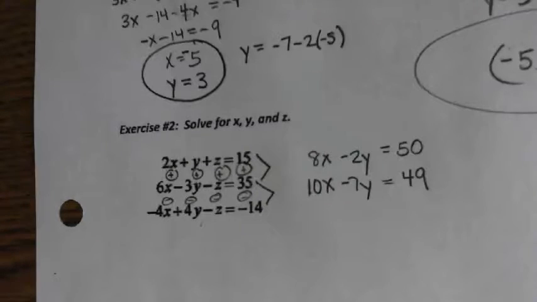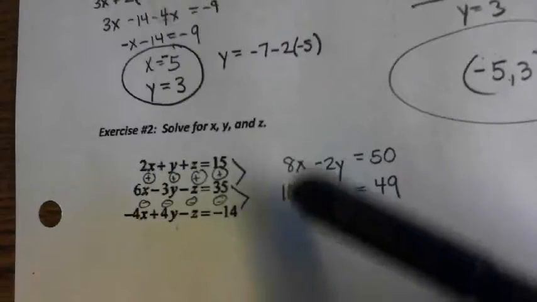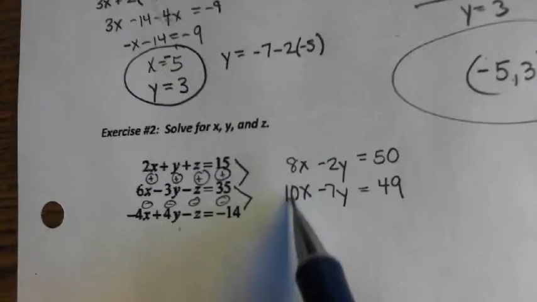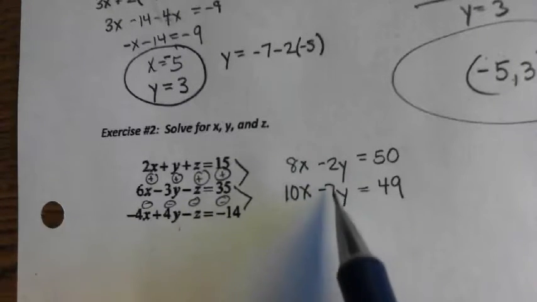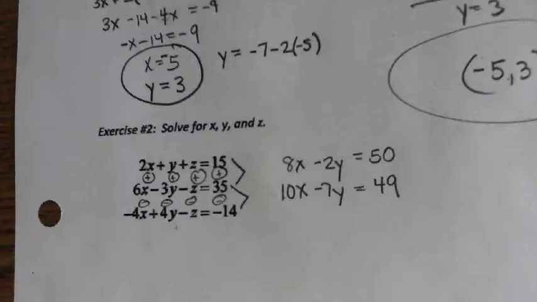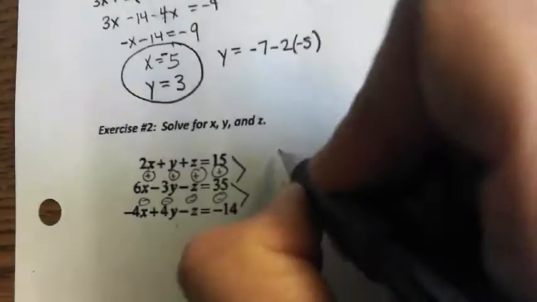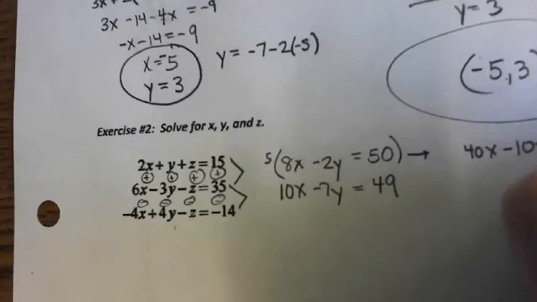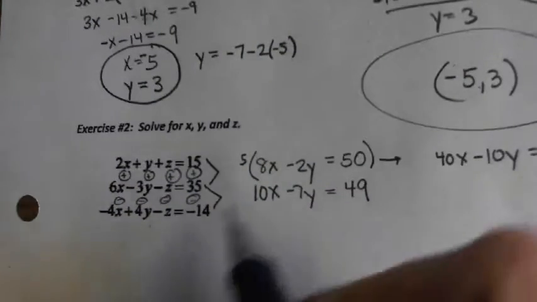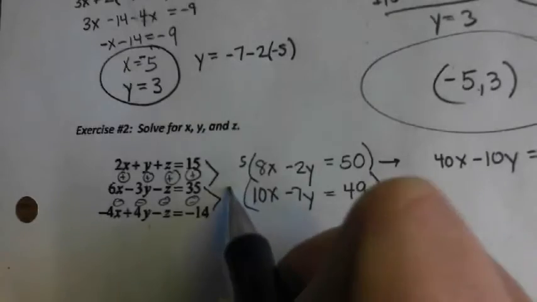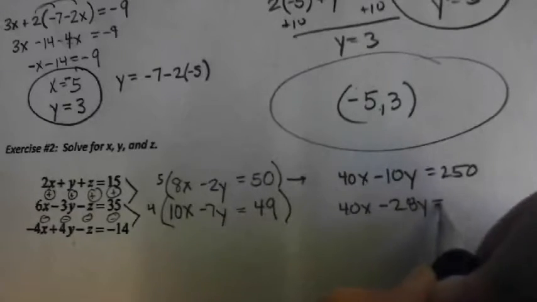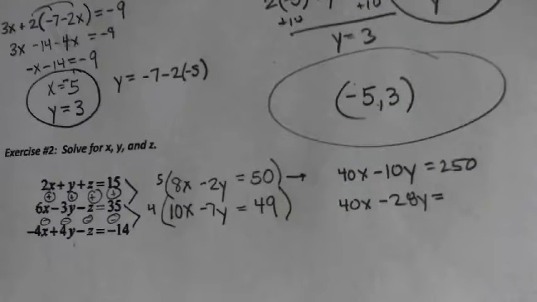And now, again, I've got to redecide. Is it easier to make my x's both the same coefficient or my y's? And here, I truthfully don't think it matters. These 2 could be made 40, or these 2 could be made 14. Does anybody care? I'm going to make them both a 40. So this gets multiplied by 5. That's going to change that to 40x minus 10y equals 250. And the second equation to make that a 40 has to get multiplied by a 4. That's 40x minus 28y. And 49 times 4 seems like a good time to use the calculator.